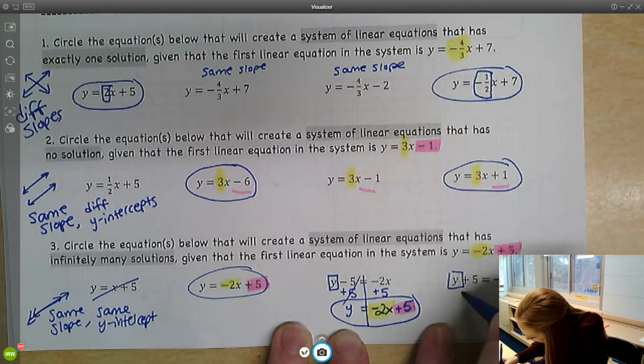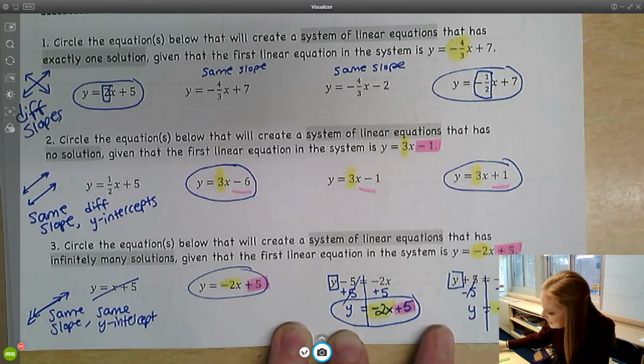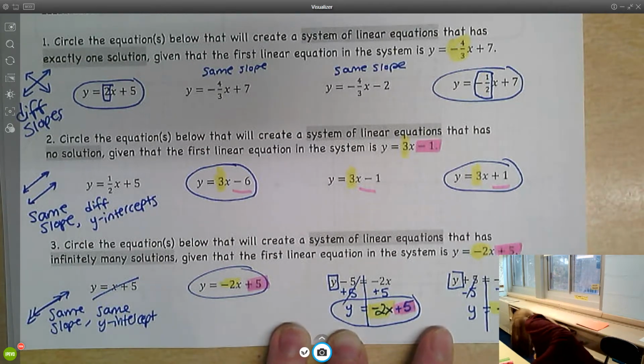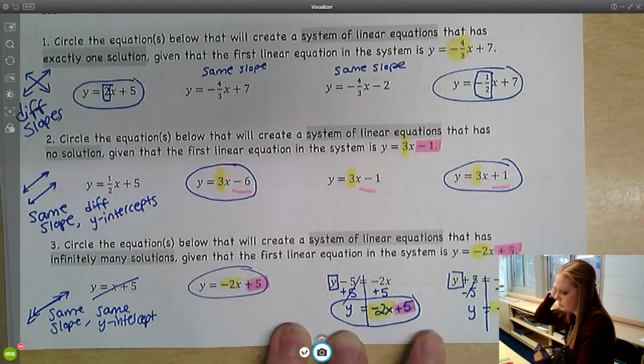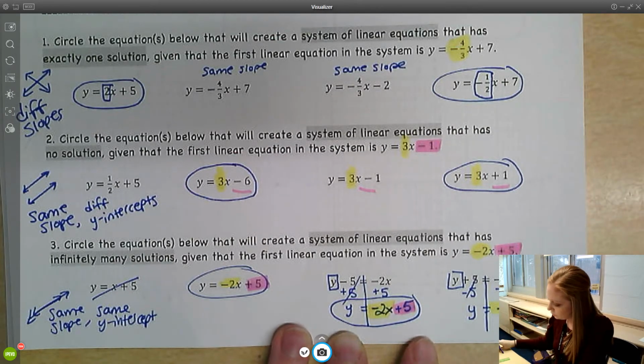What about this one? When we get the y by itself, we get y equals -2x minus 5. Well, it has the same slope, but it has a different y-intercept, right? -5 and positive 5 are different. So that one is not going to create infinitely many solutions. That would actually be no solution because they have the same slope but different y-intercepts.